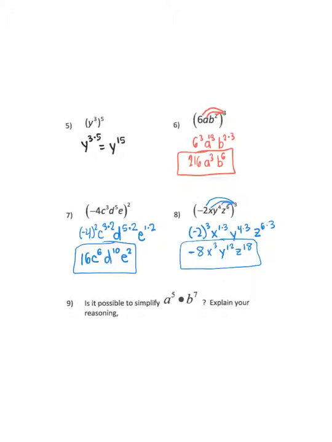Okay, for number 9, is it possible to simplify a to the 5th times b to the 7th? Explain your reasoning. So if we look, our bases are not the same in this case. So because our bases are not alike, our answer is no, we cannot simplify because they do not have like bases.